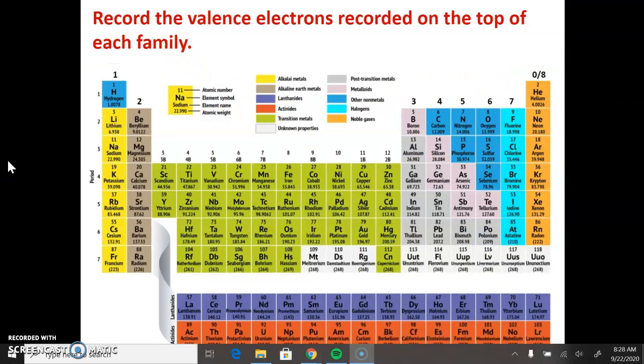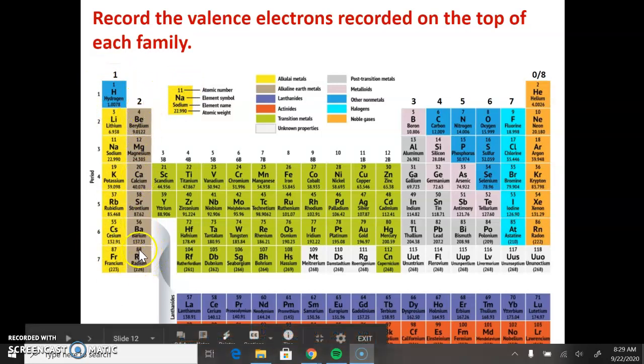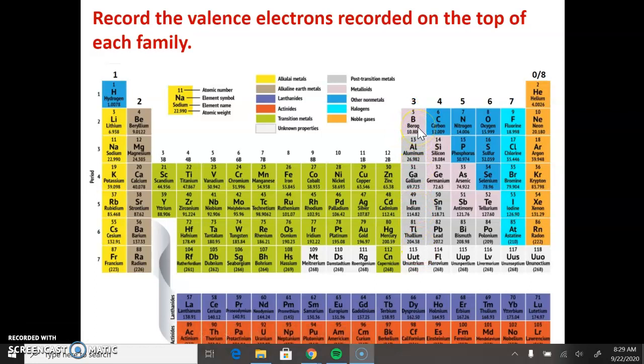Okay, so the other thing we can record pattern-wise is the valence electrons in each family are going to be the same. So group 1 are alkali metals. They all have 1 valence electron. Group 2, the alkaline earth metals, they all have 2 valence electrons. Then we've got this third group with boron at the top that has 3 valence electrons. Carbon's family has 4 valence electrons. Nitrogen's family has 5. Oxygen's family has 6. The halogens have 7. And then the noble gases have 8.